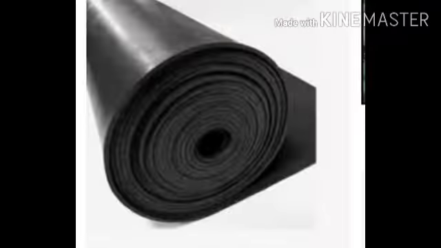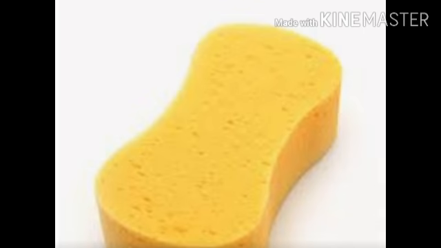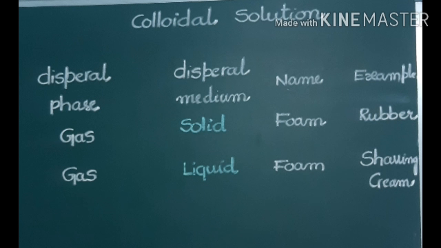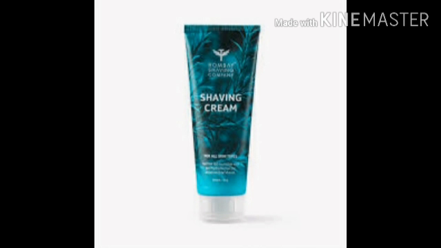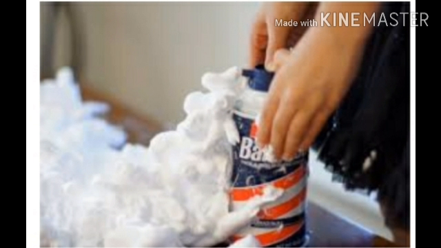Dispersal phase is gas and dispersal medium is solid. And here foam is the type of colloidal solution, and best examples are rubber and sponge. And second example, dispersal phase gas, dispersal medium liquid. The type of colloidal solution is foam, and best example shaving cream. For shaving cream, dispersal phase is gas and dispersal medium is liquid.